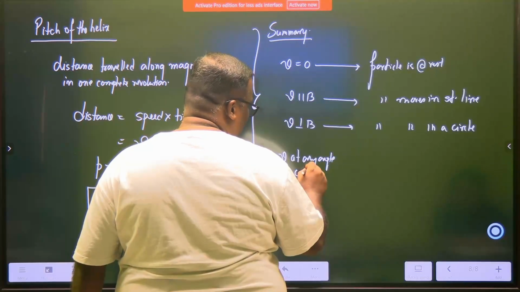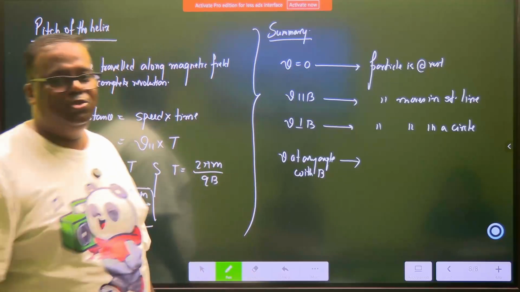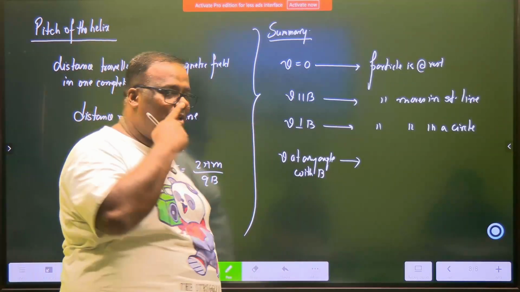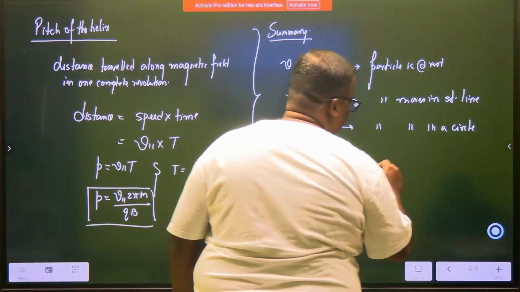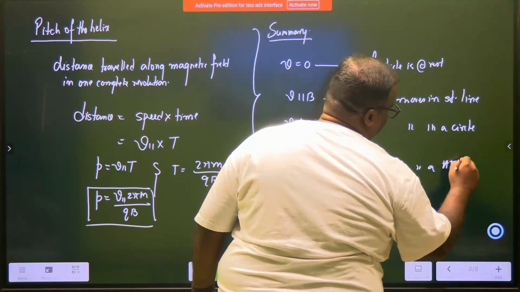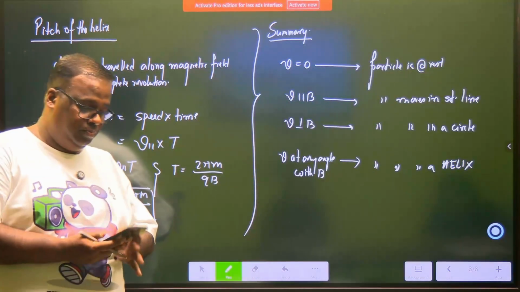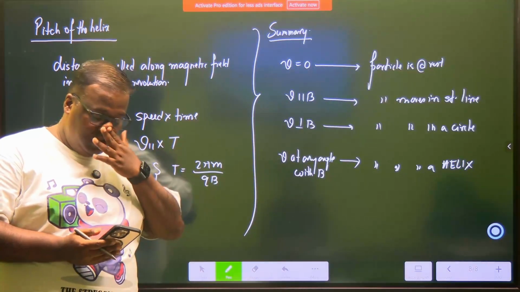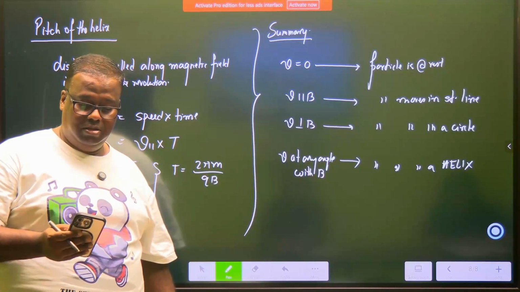B. This is not clearly written in your textbook. Now that this is done, your notes become very easy. Tell me what will happen here. Particle moves in a helix. Helix is a spring. So keep your formula sheets ready. You will need them.